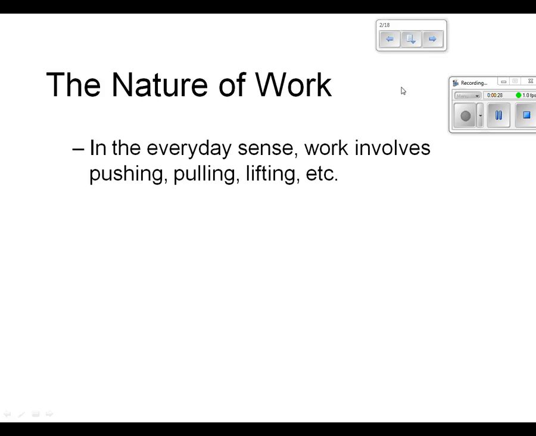In the everyday sense, work involves pushing, pulling, lifting, basically applying a force, right? When we do work in here, all you're really doing is pushing a pencil around on the paper. I guess technically you are moving it. You are pencil pushers. It is work. You're not burning a lot of calories.